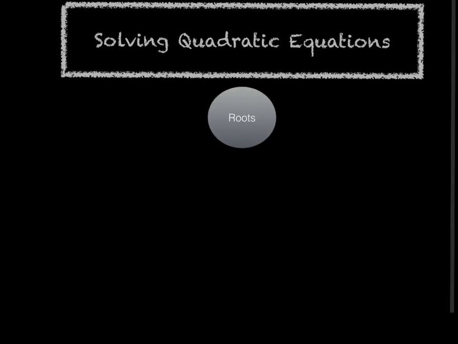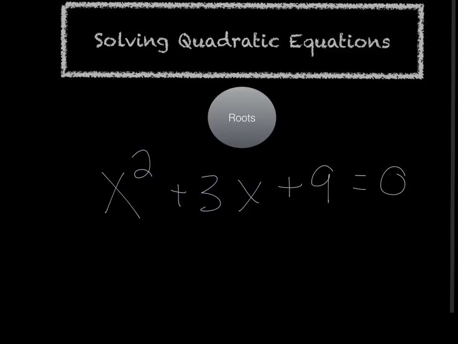Our next is roots. Solving quadratic equations with roots requires your quadratic equation to not have a b value. So if you think about our quadratic equation here, x squared plus 3x plus 9, in this case, we could not use roots because we have this b value and it wouldn't work.